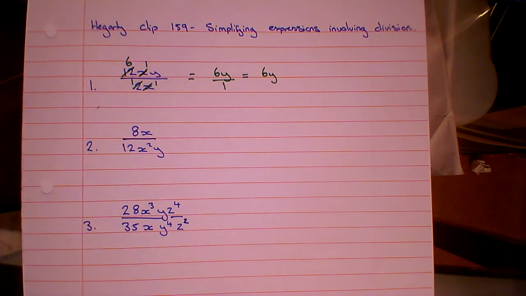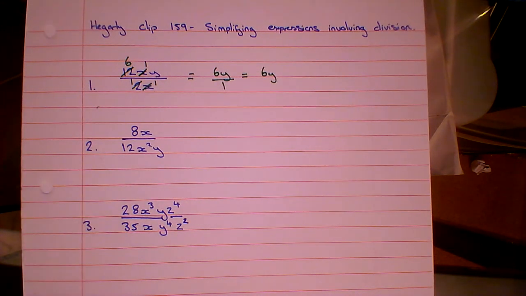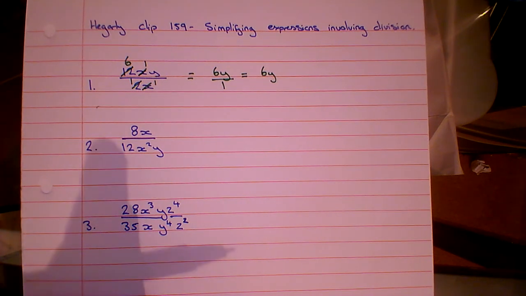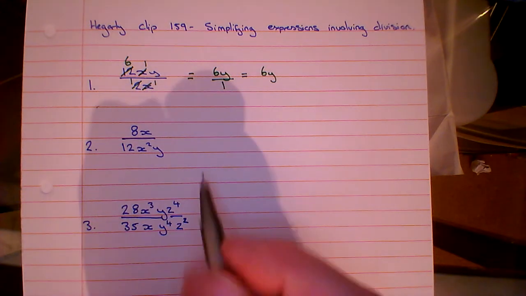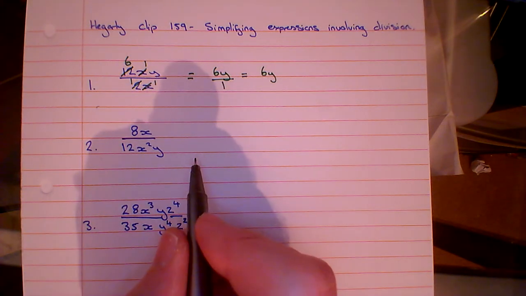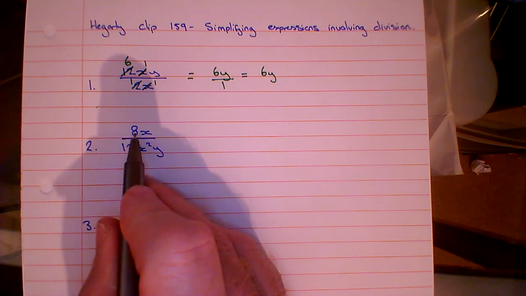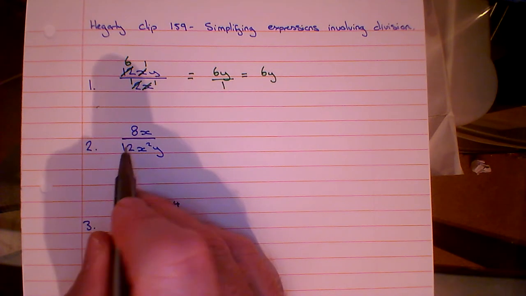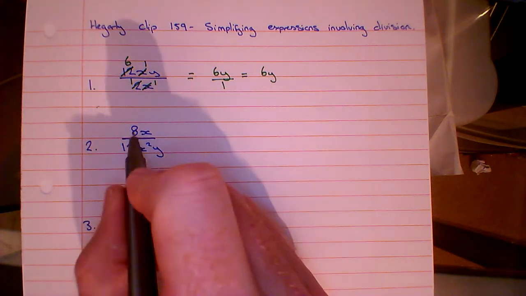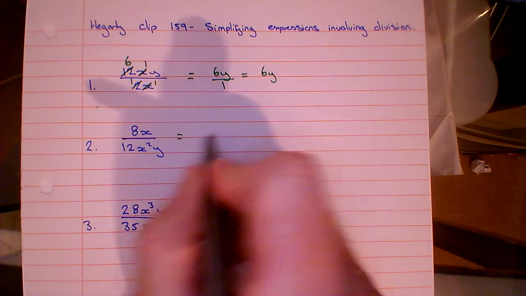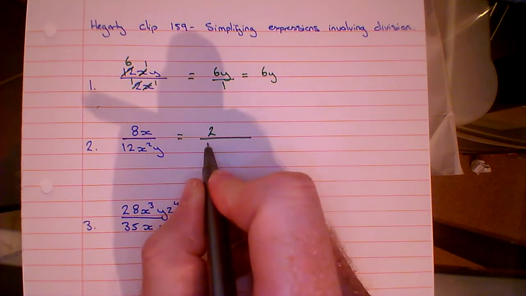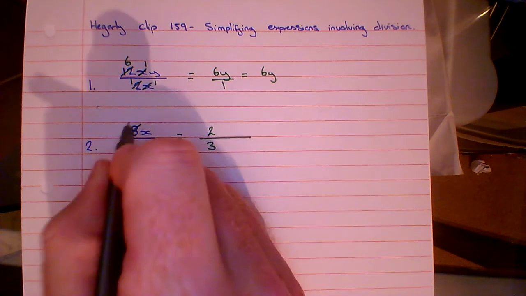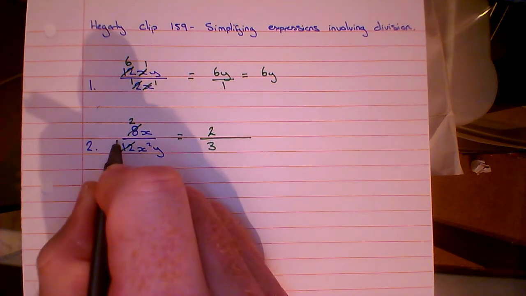The next one, now we've got some x squareds involved. But again, I'm going to look at the numbers first. So 8 divided by 12. Well, is there a number I can divide both of those by? Yes, I could divide both of them by 4. If I did that, I would get 2 at the top, and I would get 3 at the bottom, so that becomes a 2, that becomes a 3.